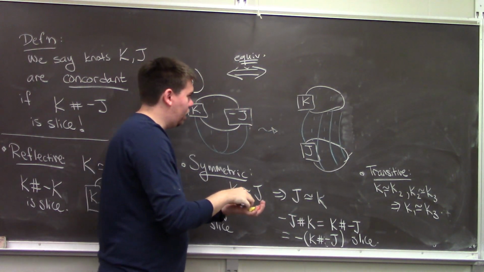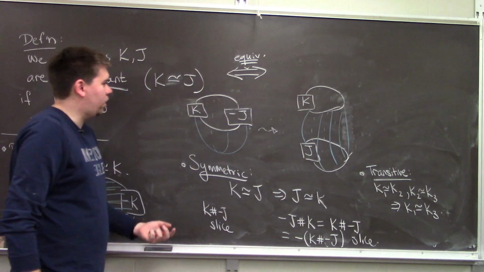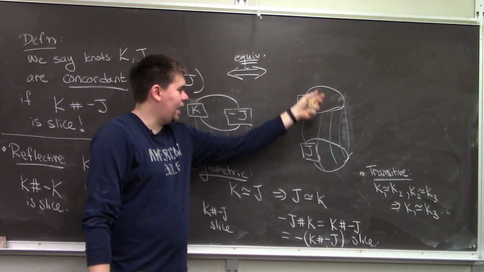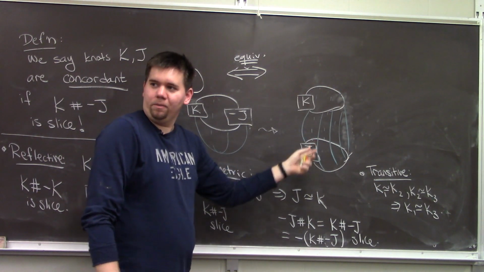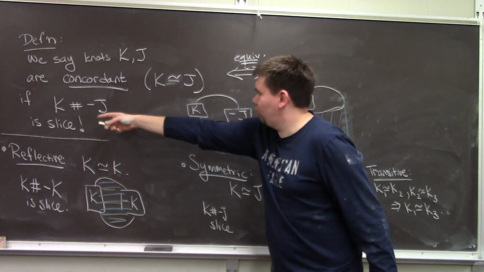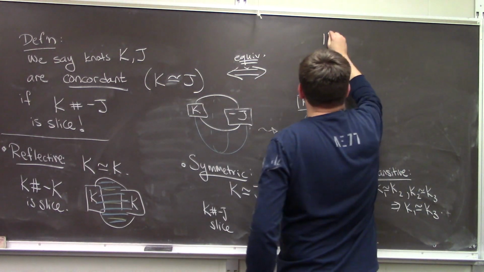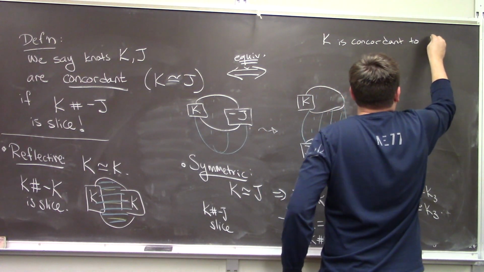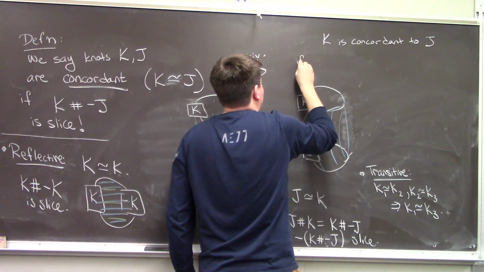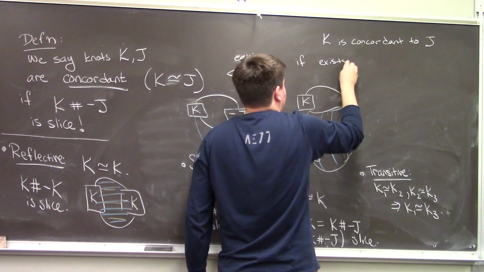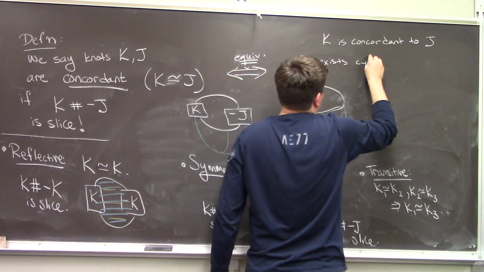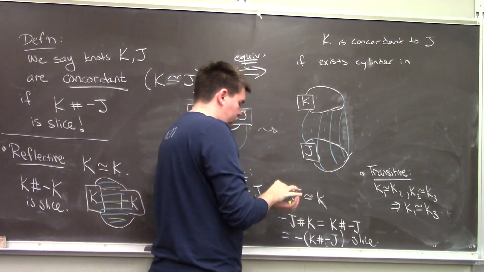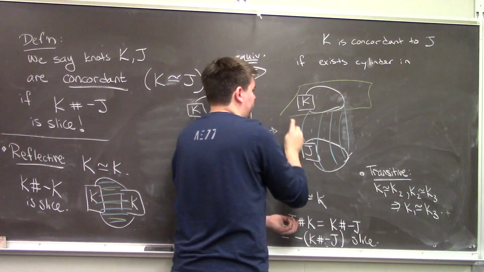So now I've just sealed it up. And now, instead of talking about K connects some minus J, it's just K and J, but they're connected by some cylinder. See that? So equivalent to this weird definition, we'll just say that K is concordant to J if there exists some cylinder in this 4-dimensional space, which I think of as a bunch of slices of 3-dimensional space.